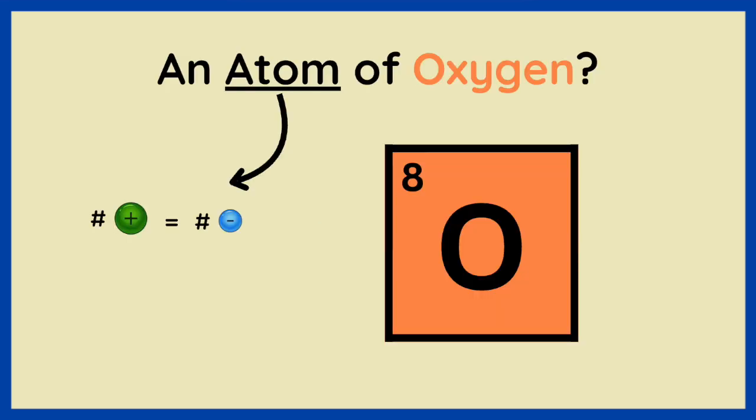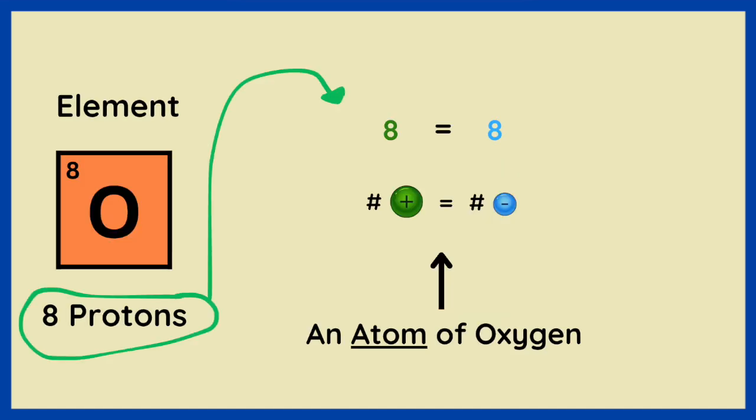So if we go back to the element of oxygen, what would that look like for an atom? We know that the number of protons and electrons are equal in number, but what exactly is that number? Is it 2 equals 2? Is it 100 equals 100? Are there multiple pairs of numbers possible for an atom of oxygen? The only pair is 8 protons and 8 electrons because oxygen's identity is locked to 8 protons. Therefore, an atom of oxygen must have 8 protons and exactly 8 electrons.